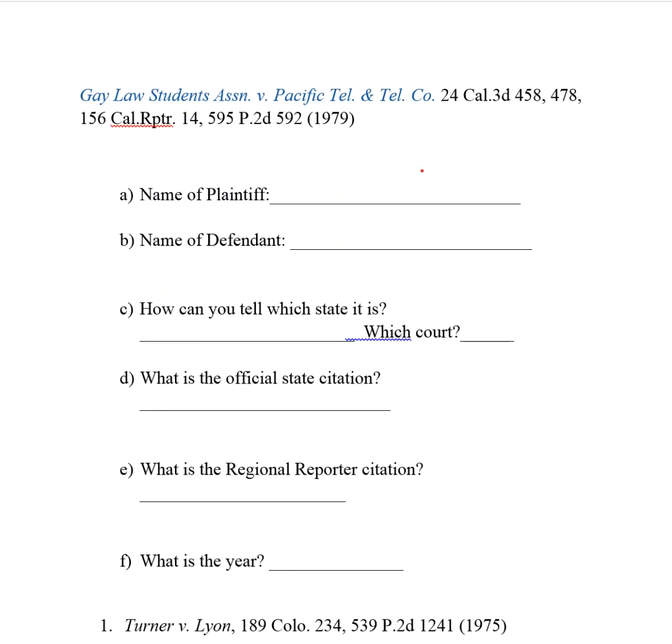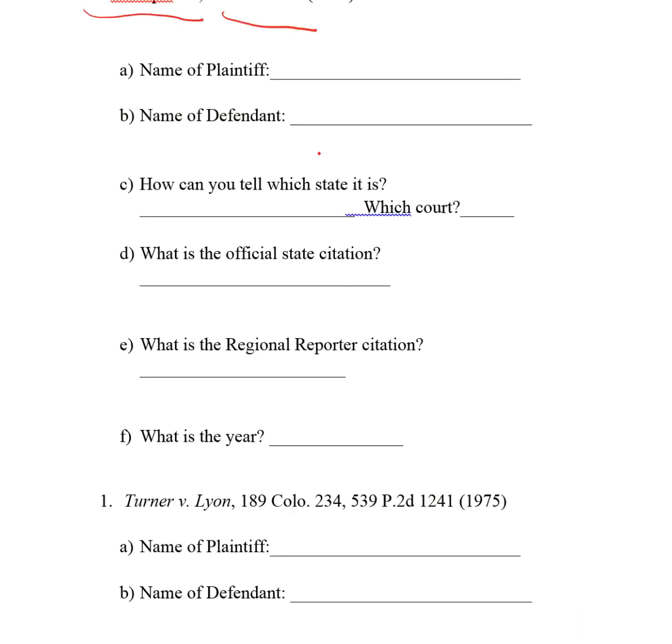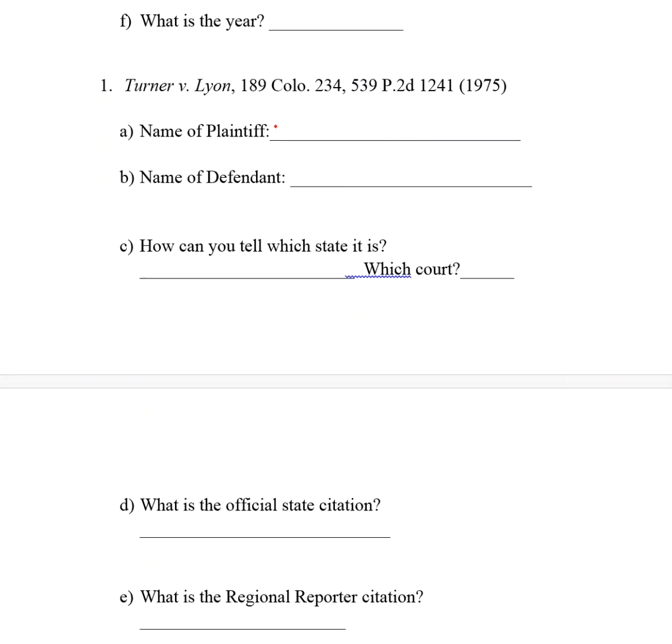Similarly, the Gay Law Students Association, you have the California Reports first. This is the pinpoint cite. You have the California Reports first, then the California Reporter, and then the Pacific 2nd. Colorado is a state that has its own reporter, 189 Colorado 234, and then they publish in the Pacific Second, 539 P. Second, 1241.